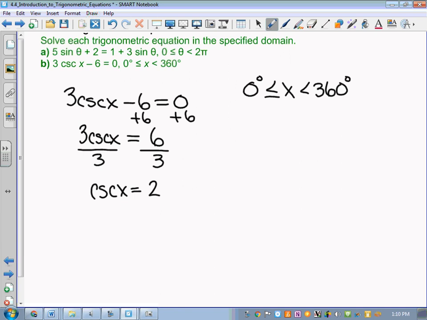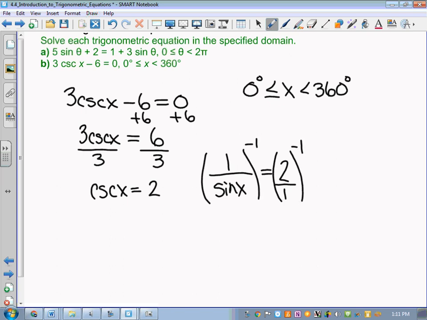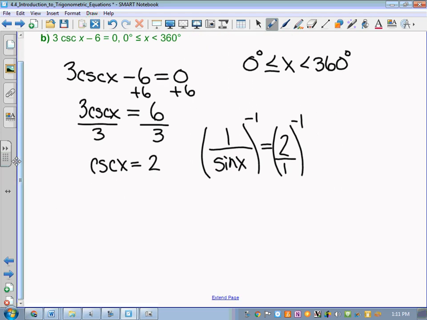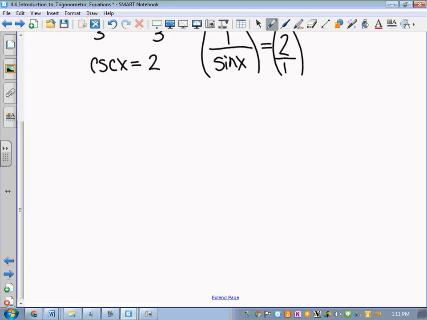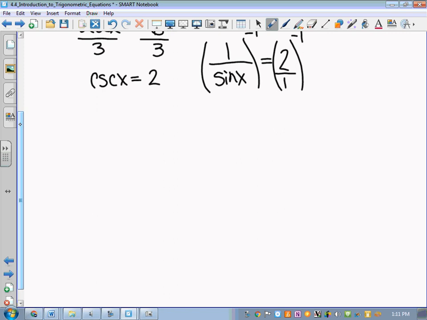But typically, students don't memorize the info for cosecant on the unit circle. So we're going to change that into its primary trig ratio, which is to say 1 over the sine of x is equal to 2. And if 1 over sine x is equal to 2, and I'll write 2 as a fraction by putting it over 1, what I can do is raise both sides to the power of negative 1, effectively taking the reciprocal of both sides. And what that gives me is a much cleaner formula to work with, which is that sine of the angle x is equal to 1/2.